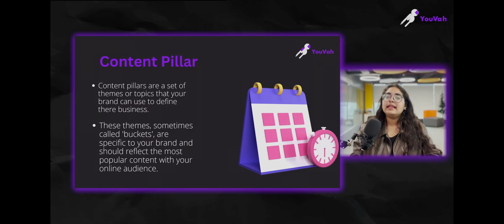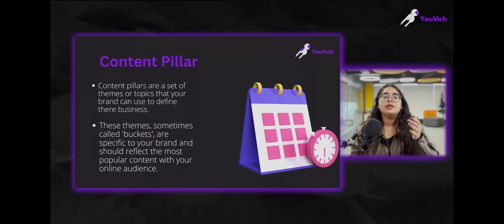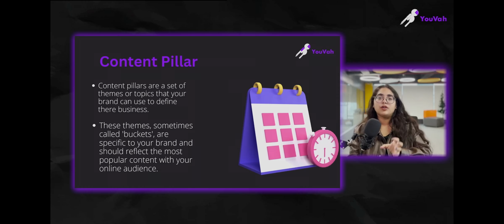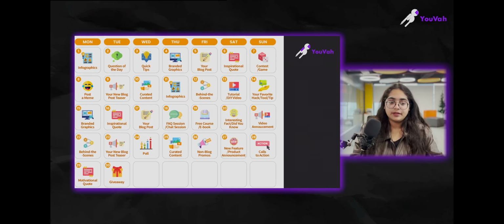Then comes your content pillar. A content pillar is, how do I say it, a bucket. These are very broad topics that you choose for your content. We're going to look at some examples as well, but these are the key pillars of your content. If your buckets are fixed, then whatever content you pour out will fall into those buckets. Those are the pillars that you need to build for your content.